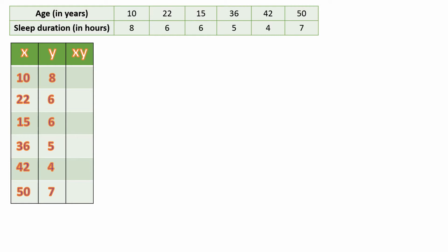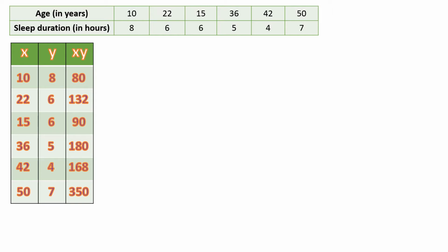So let's multiply 10 times 8 is 80. 22 times 6 is 132. 15 times 6, 90. 36 times 5 is 180. 42 times 4 is 168. And 50 times 7 is 350.